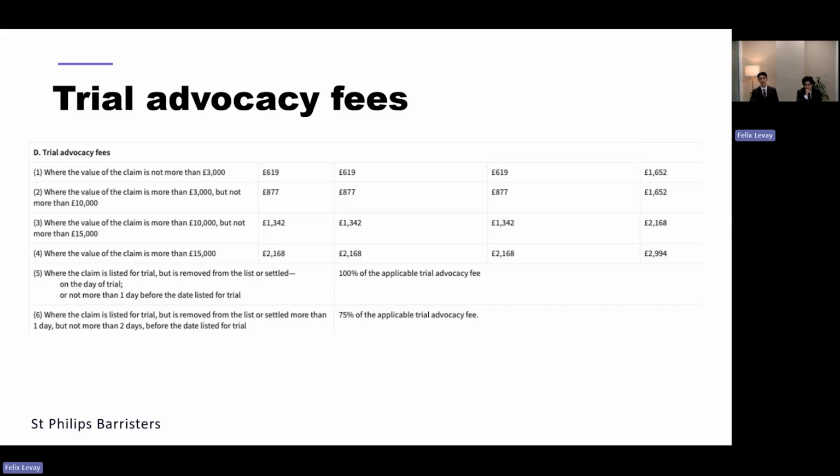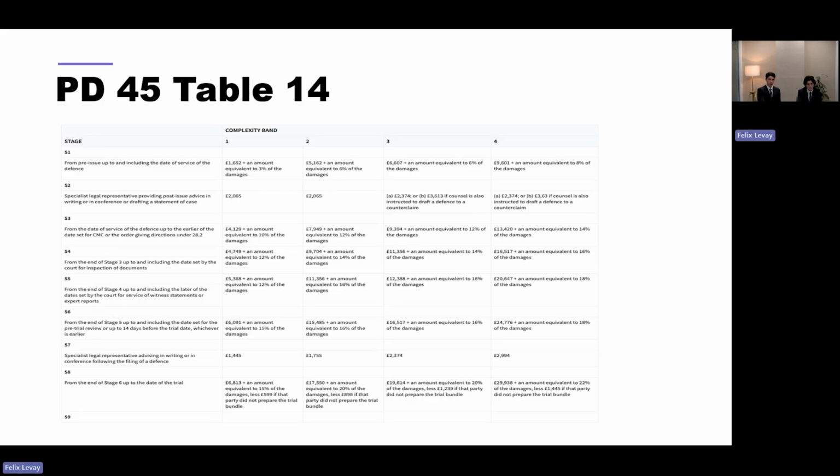This set of values is a bit more straightforward. Again, we're working from the complexity bands, but it generally just works on value. Do bear in mind that it's the value of the claim. Table 14 works in a broadly similar way. The underlying regime is more or less the same, but it is obviously increased in its detail, its complexity, to account for some of the differences that we might see as a result of the cases being more complex. We obviously now at stage 7 have the provision for specialist legal representatives advising following the filing of a defence. So that again is a change that also applies to band 4 cases on fast track, but just something that's worth bearing in mind there.